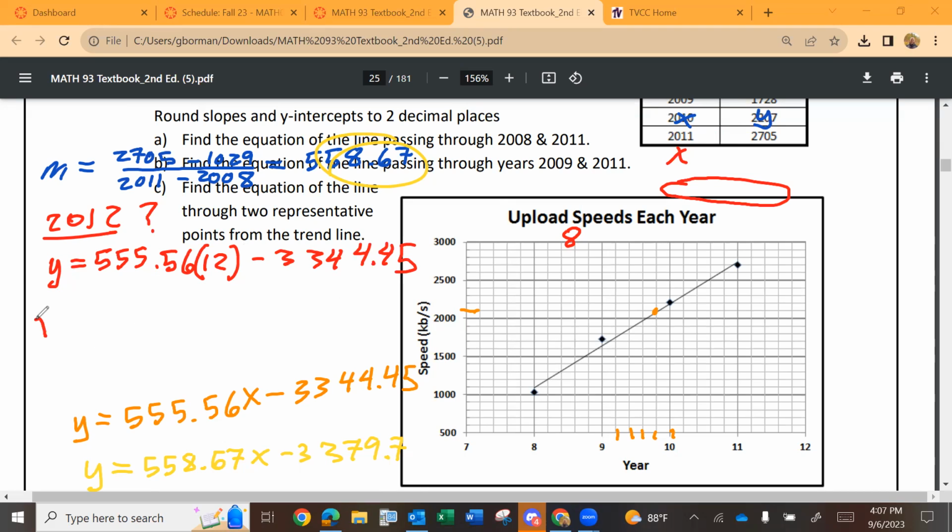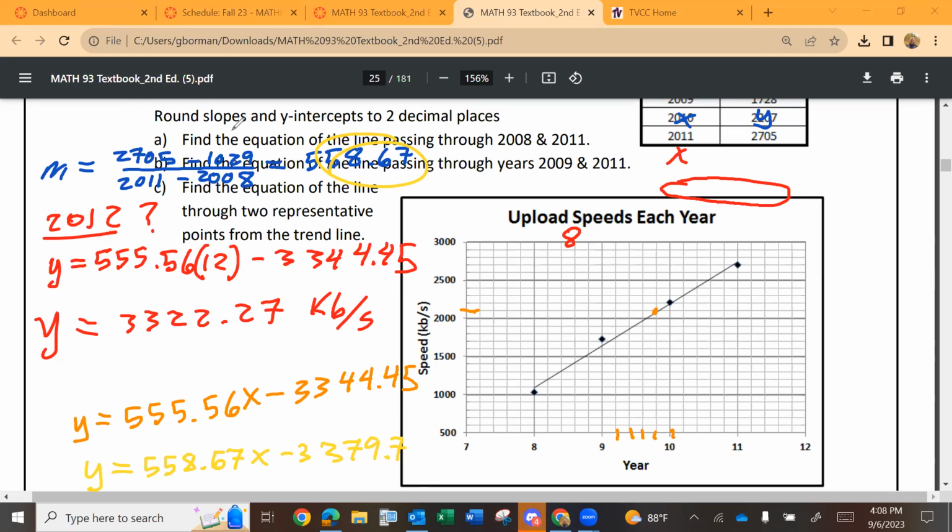At this point, all I have to do is plug all this into my calculator. Pause the camera. And we get 3322.27. And the Y values are kilobits per second.